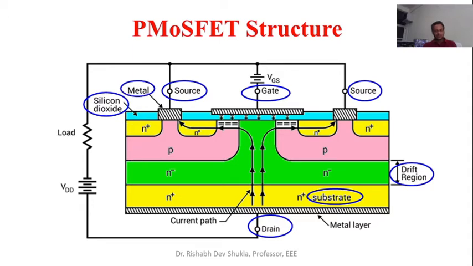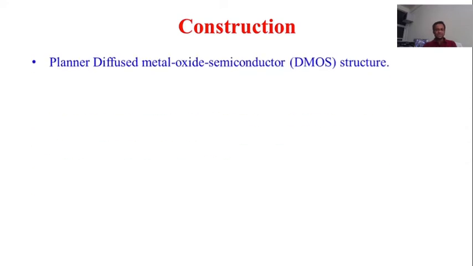After etching this SiO2 layer, we create the metallic contact of the source, and coating the metallic layer on the other side of the substrate makes the drain terminal. Salient features of this construction: it is a planar diffused metal oxide semiconductor structure. It is called a DMOS.